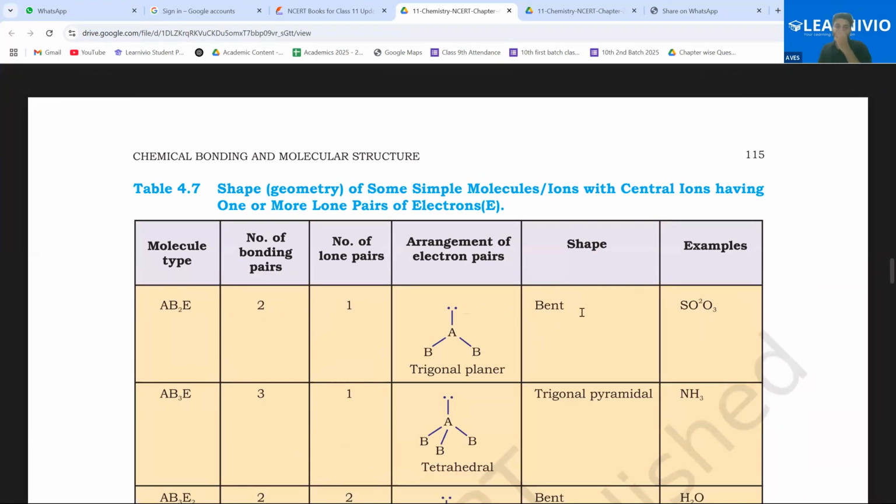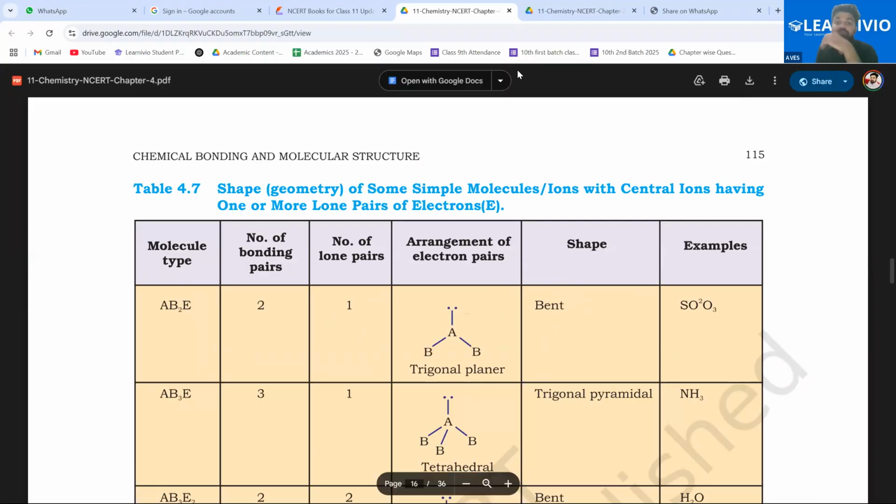But there is a concept of lone pair. What is lone pair? Let me explain what a lone pair is. Just a minute.